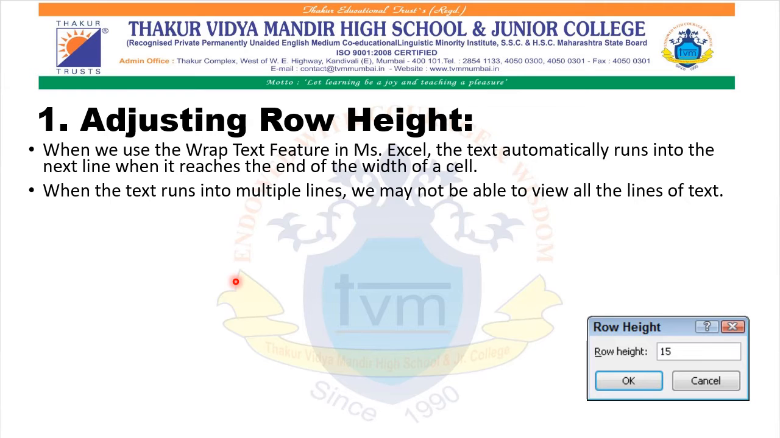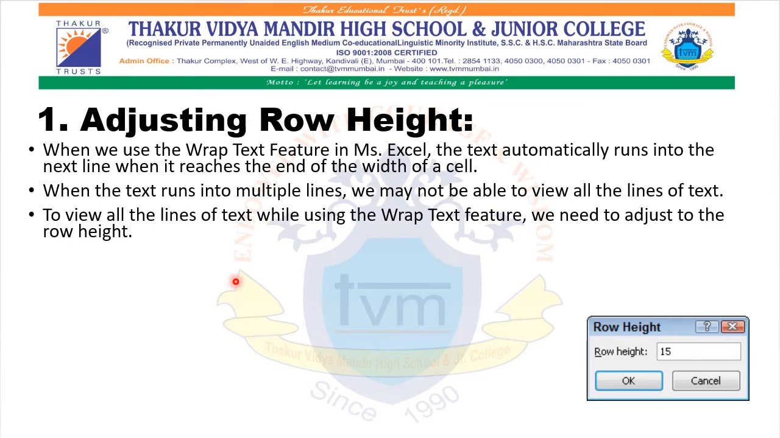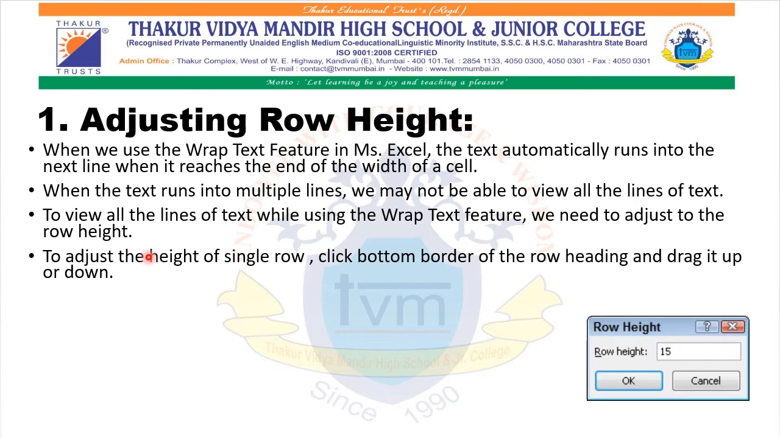So to adjust the row height of a single row, click the bottom border. Means if you want to adjust the height of one particular row, you just click the bottom border of the row heading and drag it in the upward or downward direction. So this way you can adjust one single row.